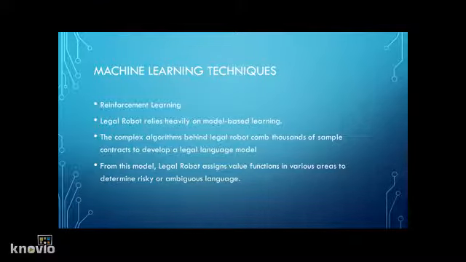The other family of machine learning techniques employed by LegalRobot is reinforcement learning. So LegalRobot obviously relies heavily on model-based learning because the whole way it works is from its legal language model that it's developed from thousands of sample contracts. So there are lots of algorithms going on in the background of LegalRobot to assign value functions in various areas to determine risky or ambiguous language, and that's how LegalRobot works.